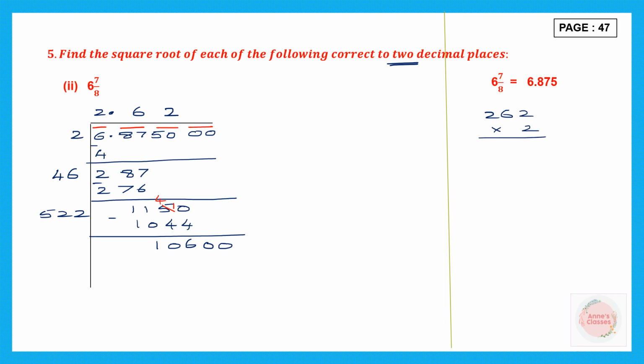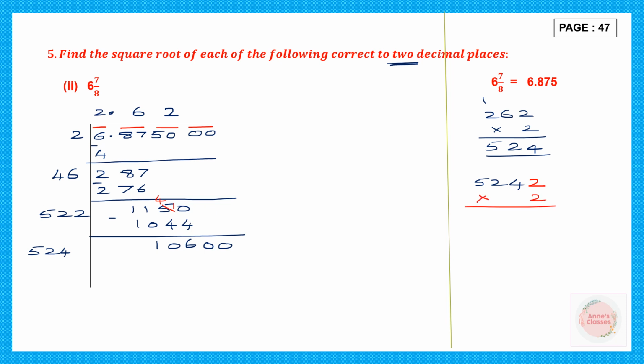262 into 2. 2 2s are 4. 2 6s are 12. Carry 1. 2 2s are 4 plus 1, 5. 524. So now next to this we have to put a digit. So let's take 524 and write it here. So we have 524. Next to that let's put the digit 2 and see into 2.